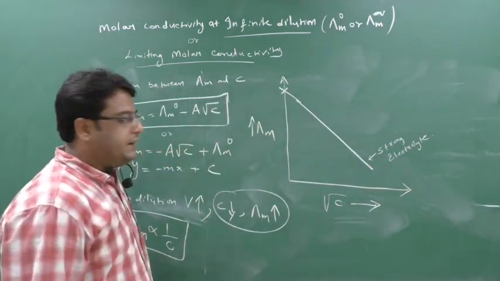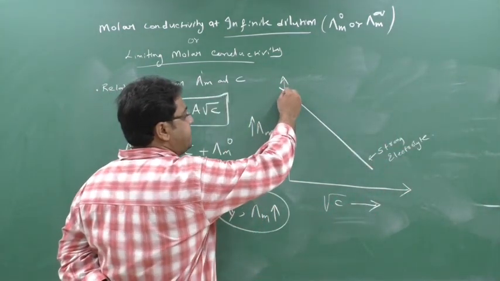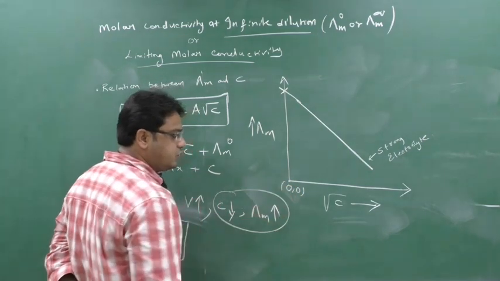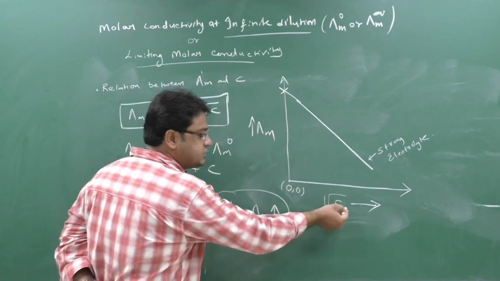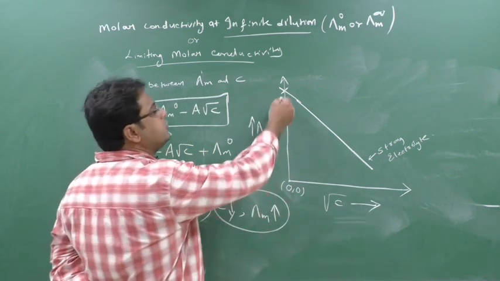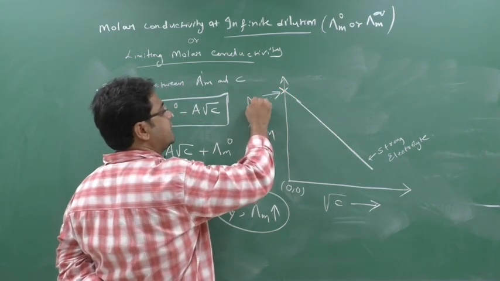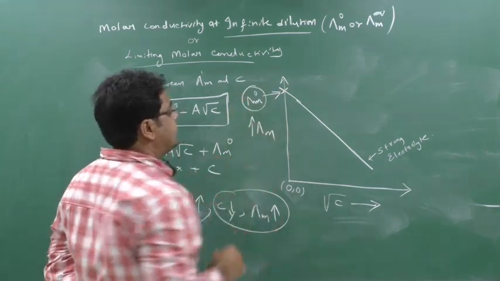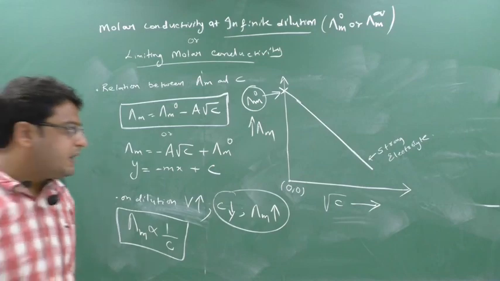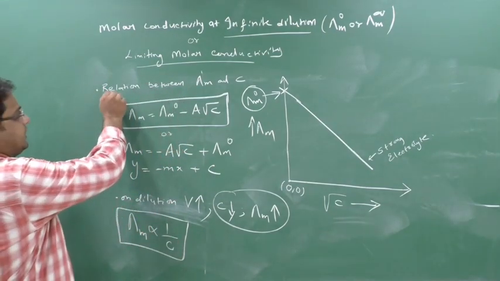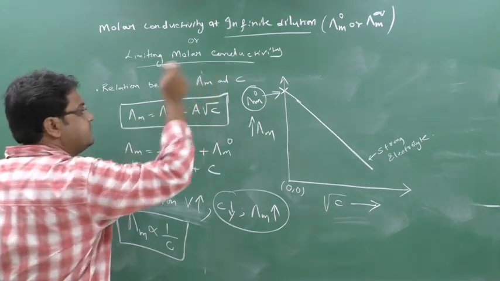So I got the intercept. Now see, this intercept is at which concentration? Zero concentration, because here the value will be 0 on the concentration axis. And you know at zero concentration the value of lambda m is known as what? Lambda m naught. See here, there is one relation between lambda m and C.